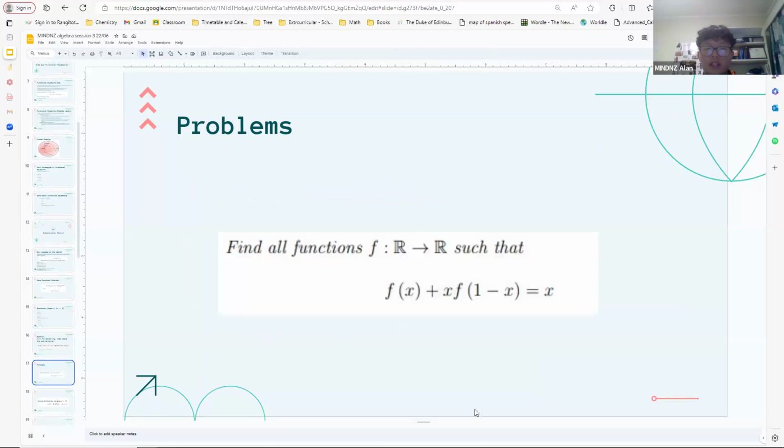So now I'll give you guys a chance to do this one. Find all functions f that map from the reals to the reals such that f of x plus x times f of 1 minus x equals x. I'll give you guys 2 minutes to try this one.